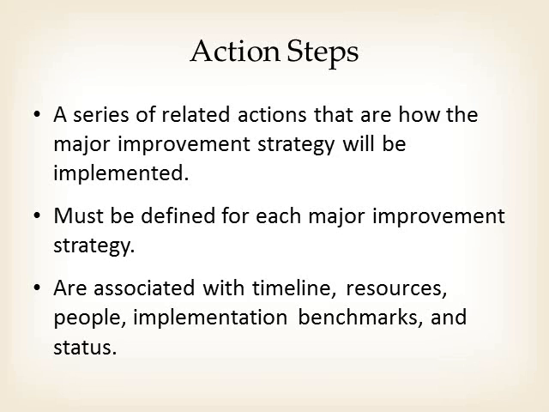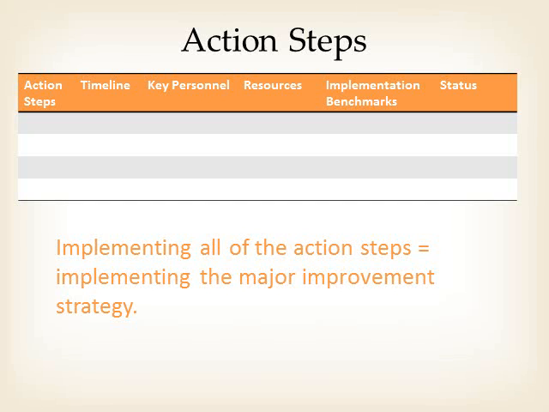Action steps are a series of related actions that are how the major improvement strategy will be implemented. They must be defined for each major improvement strategy. Action steps are associated with timeline, resources, people, implementation benchmarks, and status. Implementing all of the action steps that are included in a major improvement strategy equals implementing the major improvement strategy. The table depicted here is part of the action planning form in the final section of the Unified Improvement Planning template and in the online form.